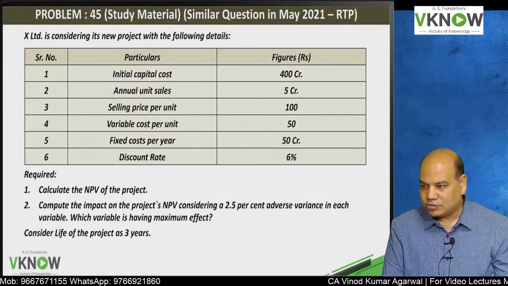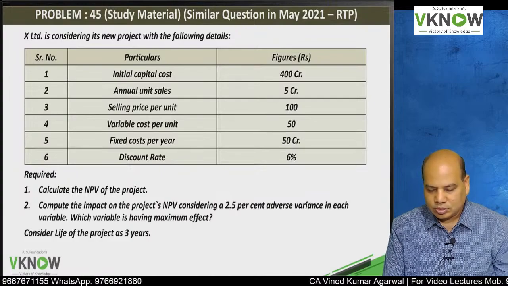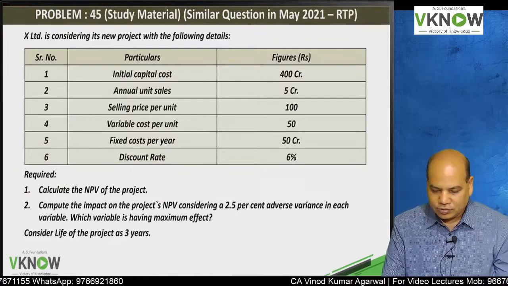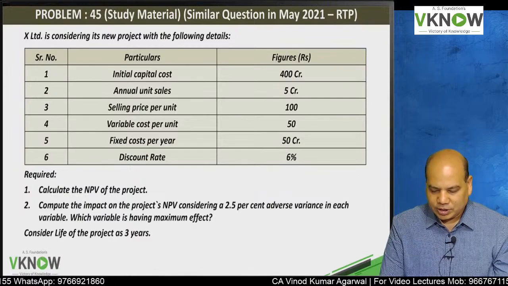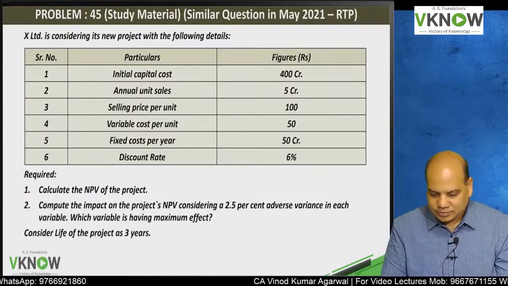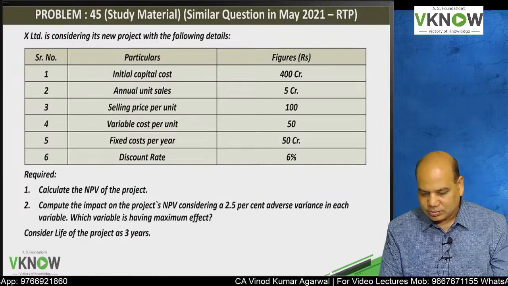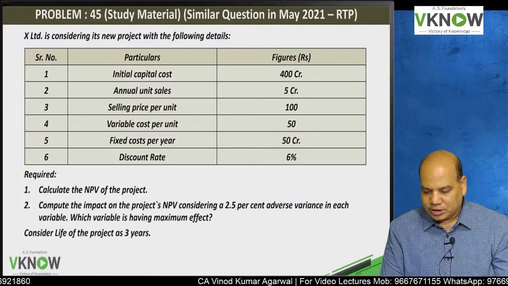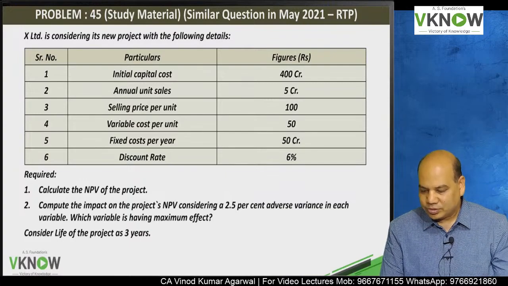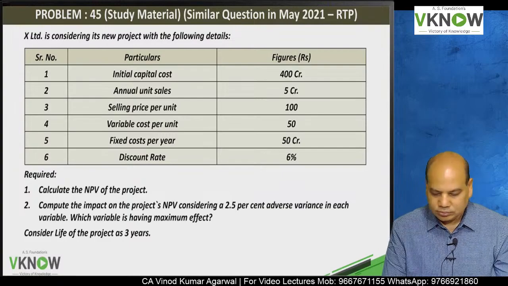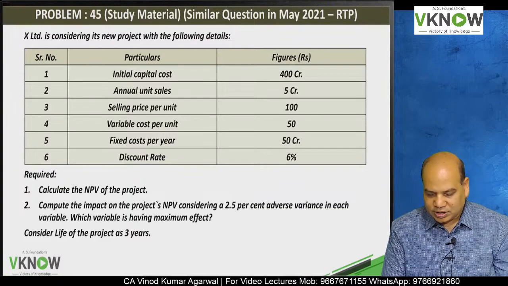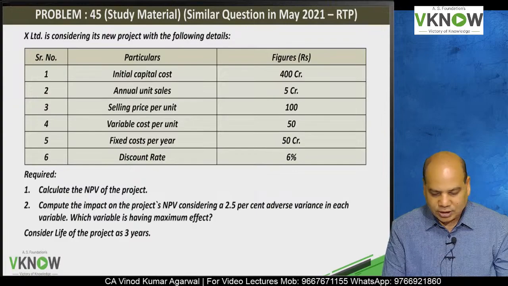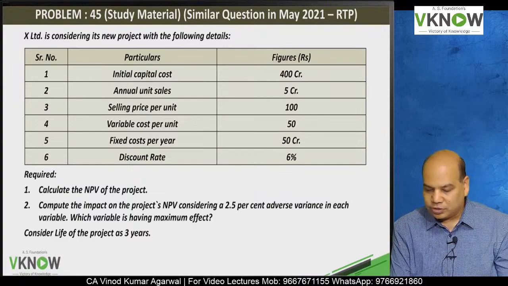Initial capital cost 400 crore, annual sales 5 crore units, selling price per unit 100 rupees, variable cost per unit is 50 rupees, fixed cost per year 50 crore, discount rate 6%. These are the basic details. Then they are asking you to compute the NPV of the project.